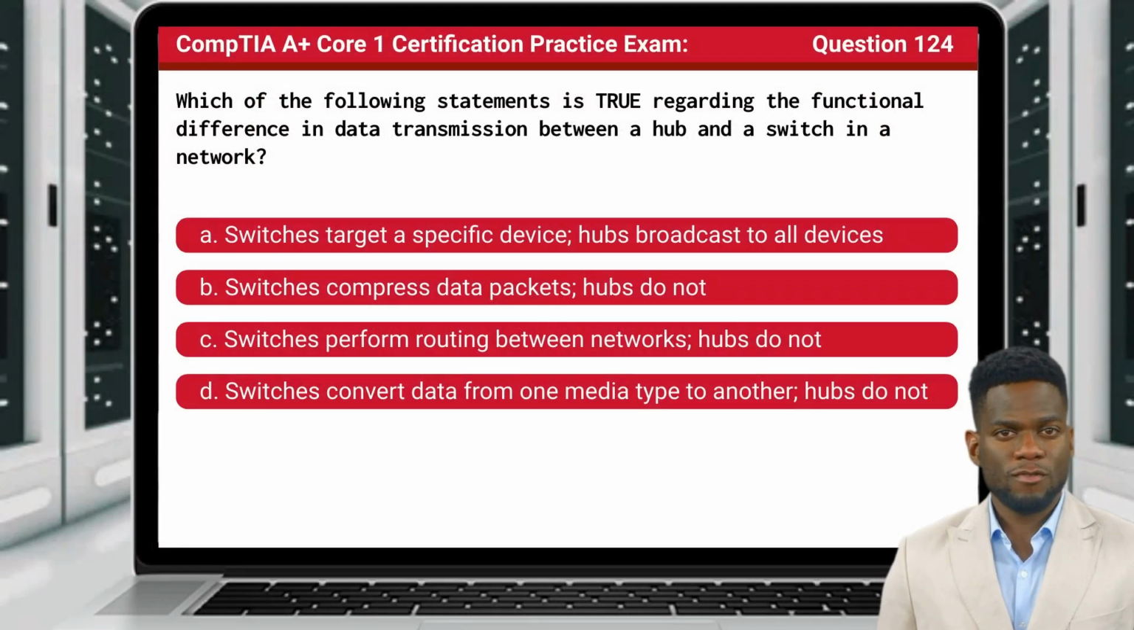Question 124. Which of the following statements is true regarding the functional difference in data transmission between a hub and a switch in a network?